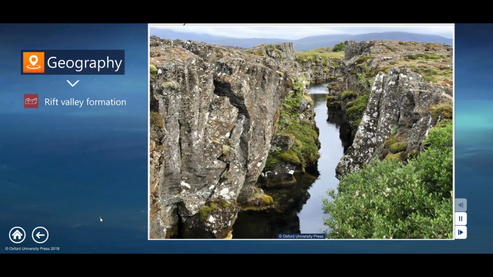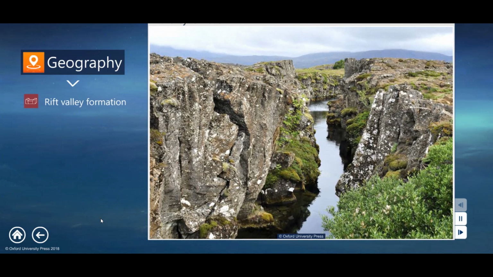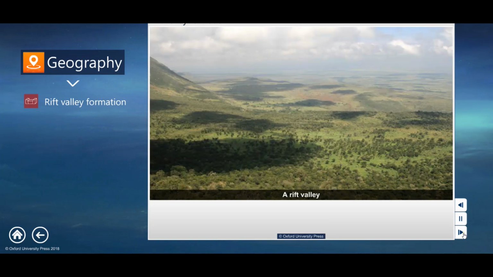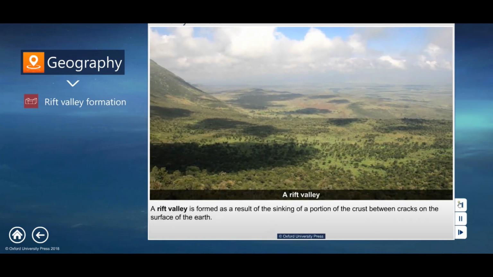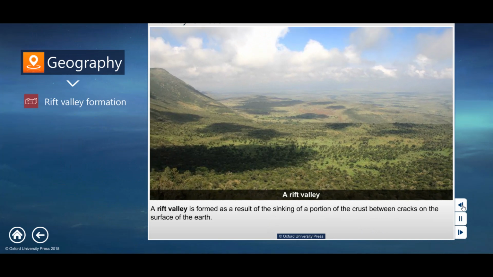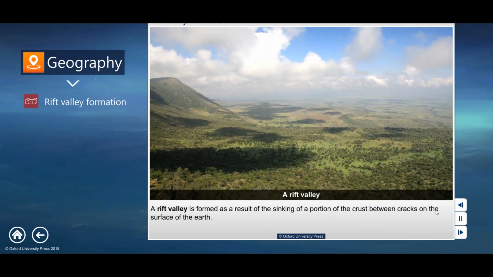Rift Valley Formation. A rift valley is formed as a result of the sinking of a portion of the crust between cracks on the surface of the Earth.